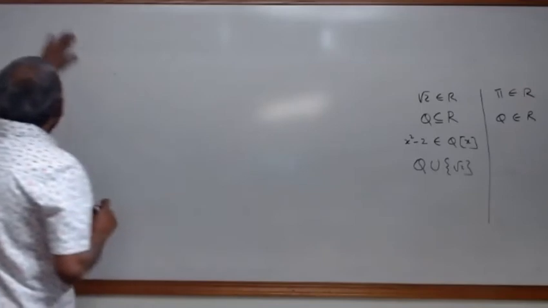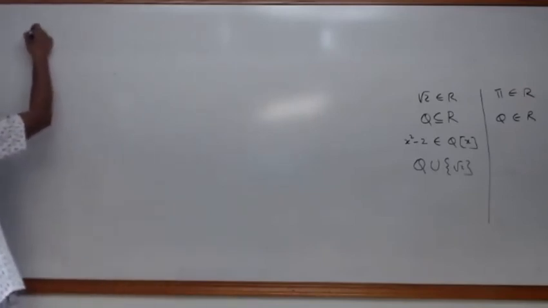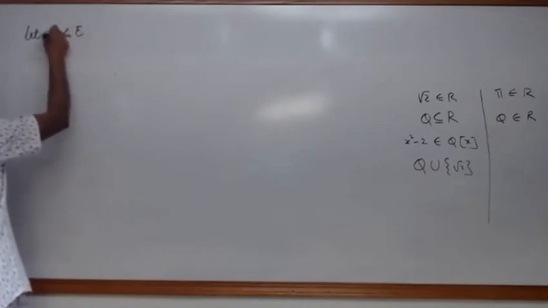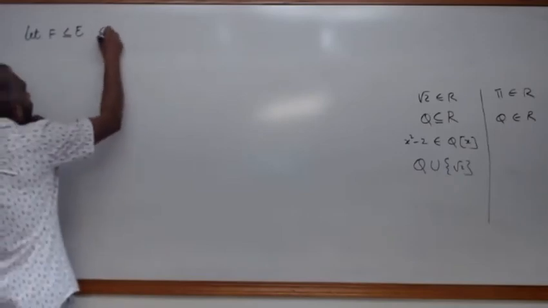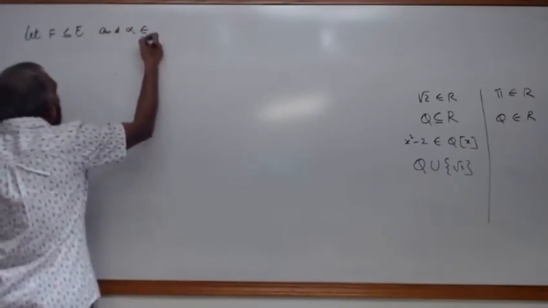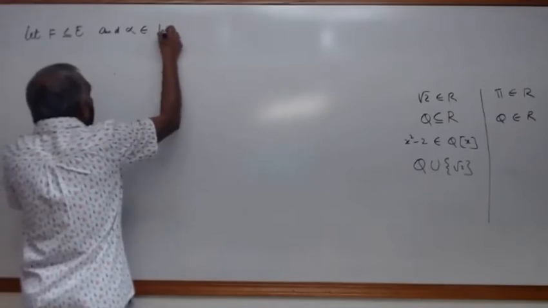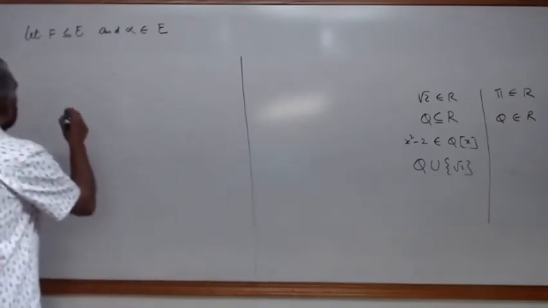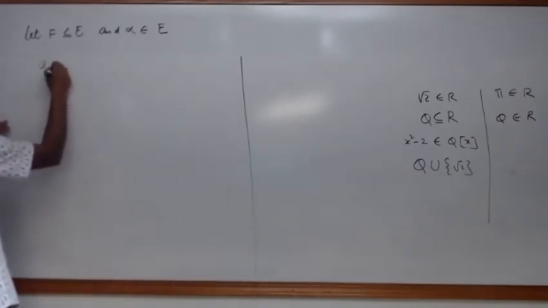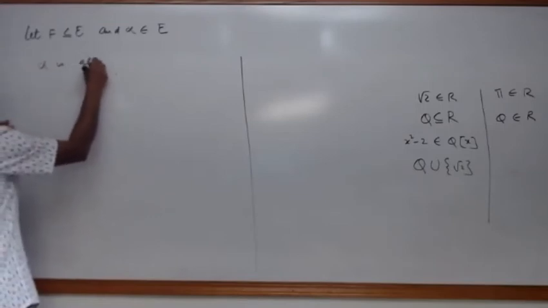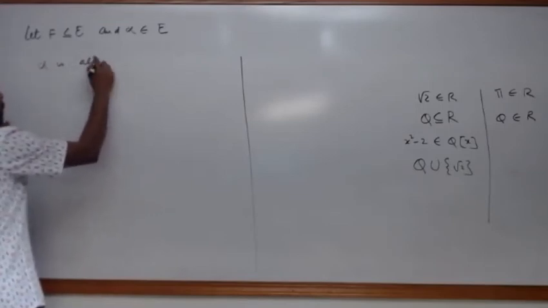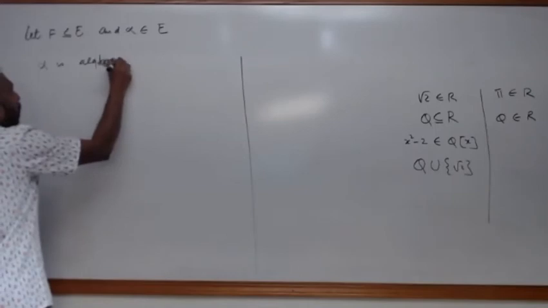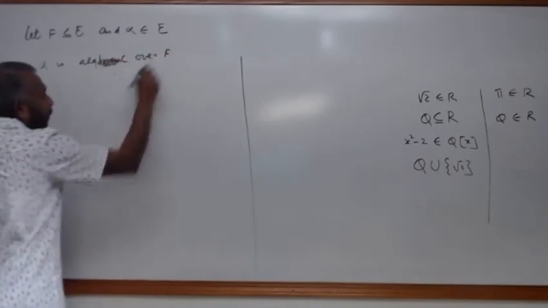So let us start with the definition again. Let E be an extension of F and alpha belongs to E. So we have two cases here. Case 1 is alpha is algebraic over F.